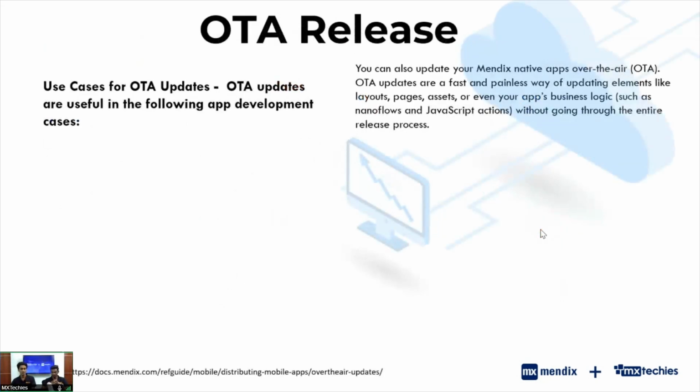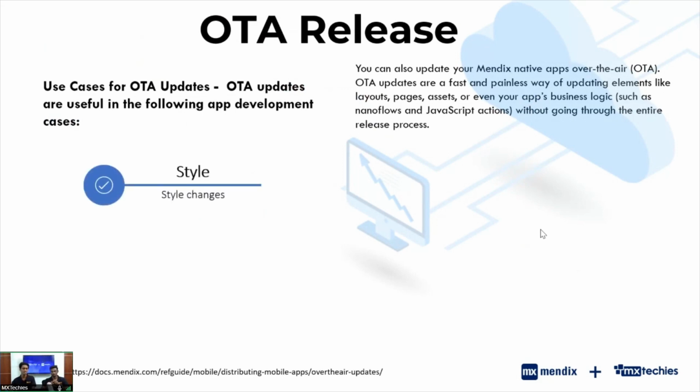OTA release is briefly known as over the air. When an application is built and you need to update your APK file or your IPA file, you just need to give an OTA release. So let's see the use cases, and when development updates are useful or not. First is style changes.